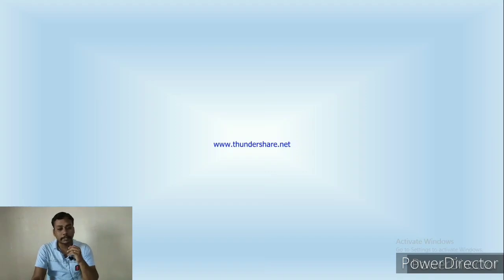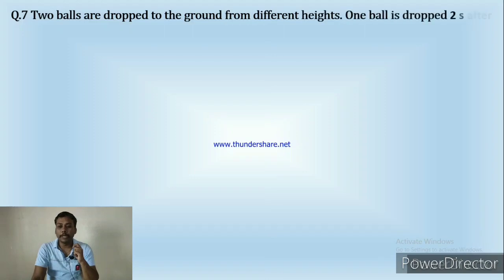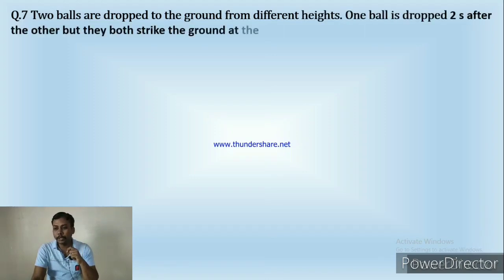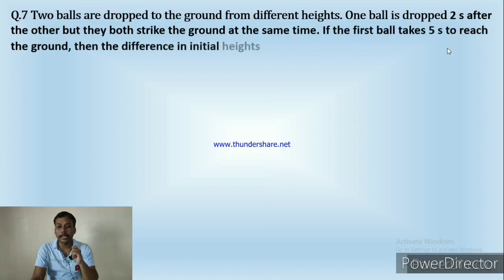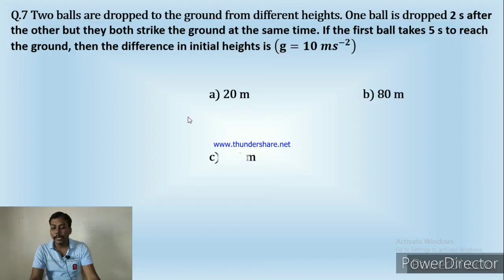Next one, question number 7. Two balls are dropped to the ground from different heights. One ball is dropped 2 seconds after the other, but they both strike the ground at the same time. If the first ball takes 5 seconds to reach the ground, then the difference in initial height is, g is equal to 10 meter per second square. Options are A 20 meter, B 80 meter, C 170 meter, and D 40 meter.